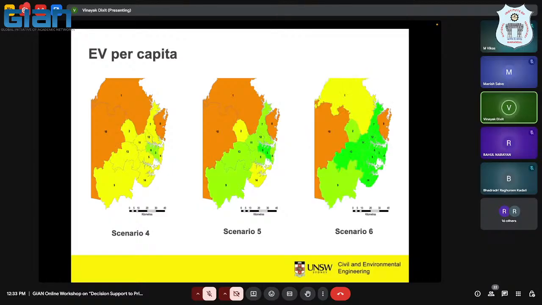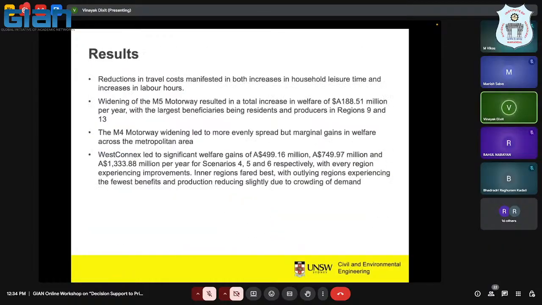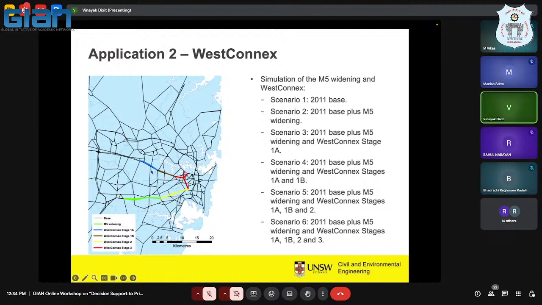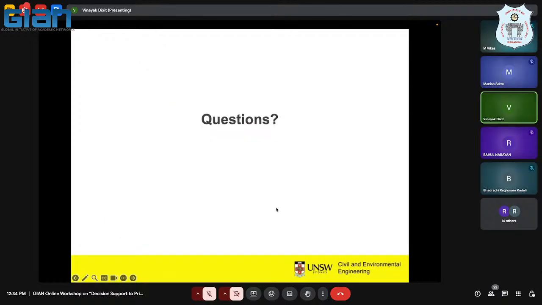So this is a comparison across the different regions. Scenario 6 provided the maximum benefit to the maximum people. So what was scenario 6 here? You have the M5, you have the widening. You do all of these together, and you end up with the maximum benefit across a wider region.